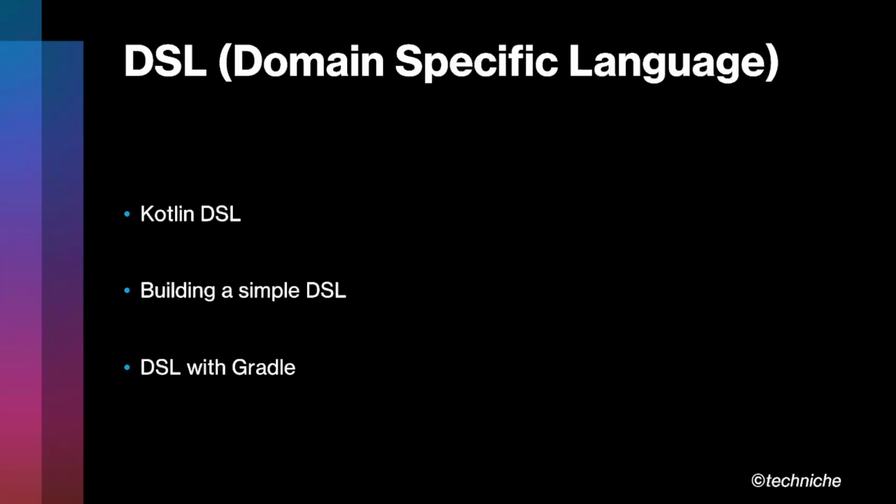So think of a DSL as a way to make your code more like natural language. It's more readable, expressive, and purpose built for a specific task. Okay, Kotlin is particularly suited for DSLs because of its features like lambda expressions, extension functions, and other stuff. So you need to understand first why we use Kotlin DSL.